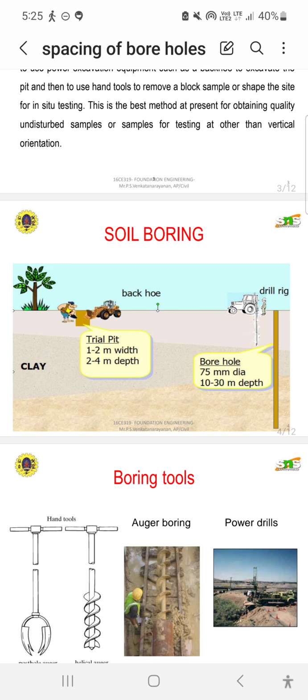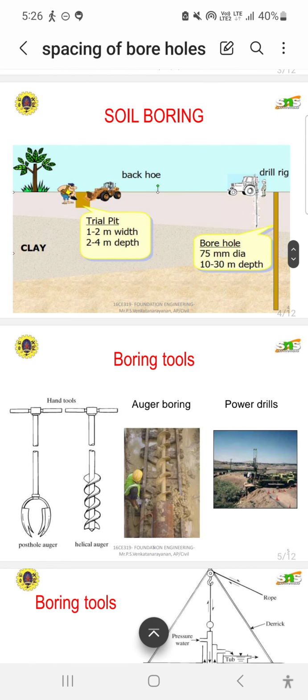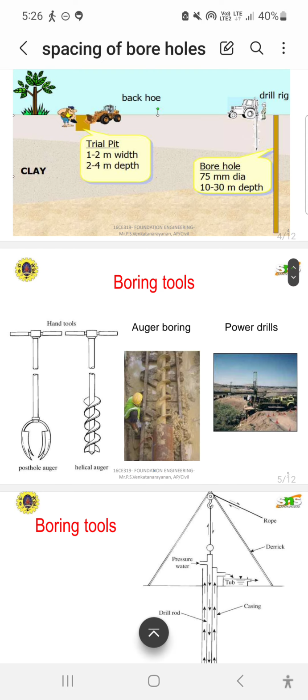This is the drill rig. In this area we excavate using hand tools, and the pit is dug using a shovel. We make holes up to the depth of the foundation, and the depth of foundation is 10 to 30 meters and the diameter is 75 mm. So this is the borehole we have used. And for the backhoe trial pit, we have used 1 to 2 meters width and 2 to 4 meters depth. These are the pictures we have seen. Now we look at the tools used for boring techniques.